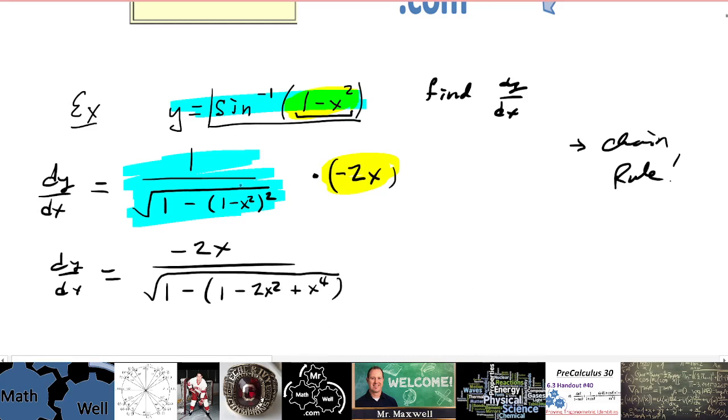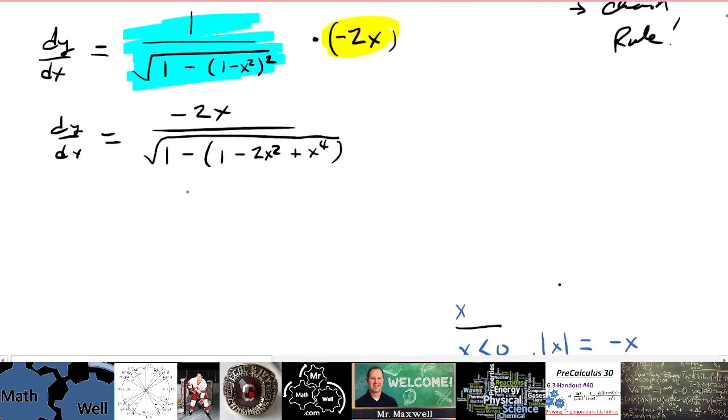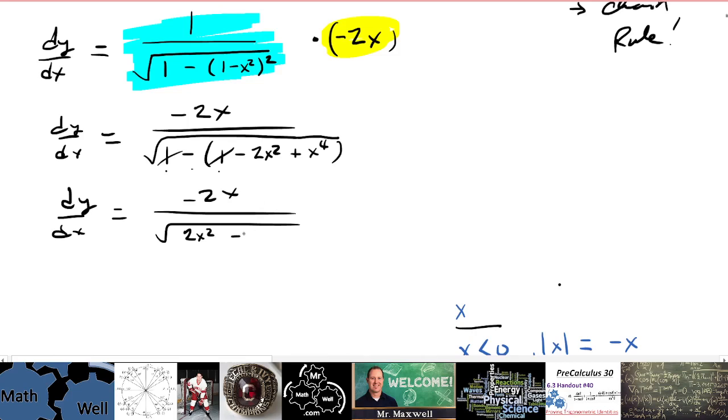Okay? All right, so if we gather like terms underneath the root sign at the bottom, we have dy dx equals 2x on top. I have root, well, 1 minus 1, those cancel out. I have plus 2x squared, minus x to the 4th. Will that be 1 plus 1? Nope, it's 1 minus a positive 1. And then we have minus a negative 2x squared and minus a positive x to the 4th. That's how you get this.